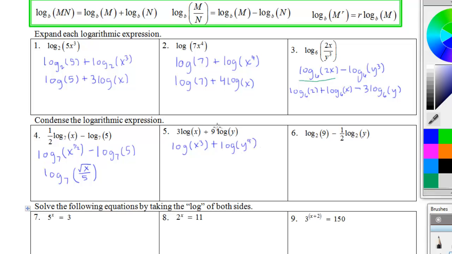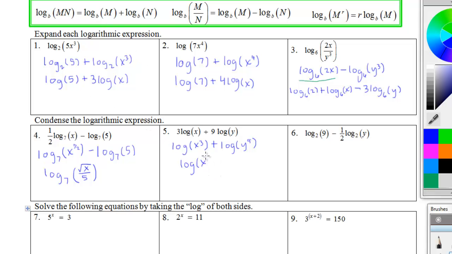And bring the coefficient up as the exponent. Now as I stop and look at this, I see that I have the sum of two logs, which means that I can rewrite it as the log of one product instead of the sum of two logs, using the first rule up here.